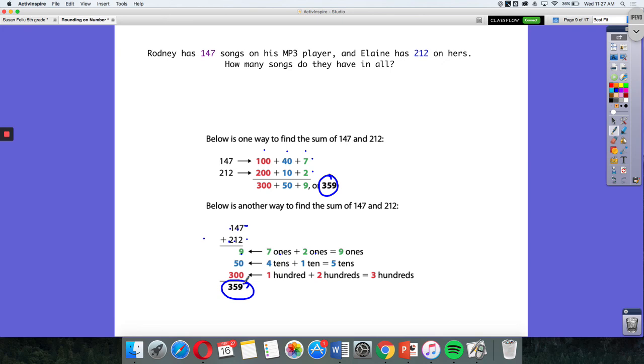So a few different ways that you can add and find the sum. Whichever way works best for you and is easiest for you to understand is the one that we want you to be using right now, until we get more efficient and we can add a little bit faster. But this is very accurate if you are taking your time and careful.